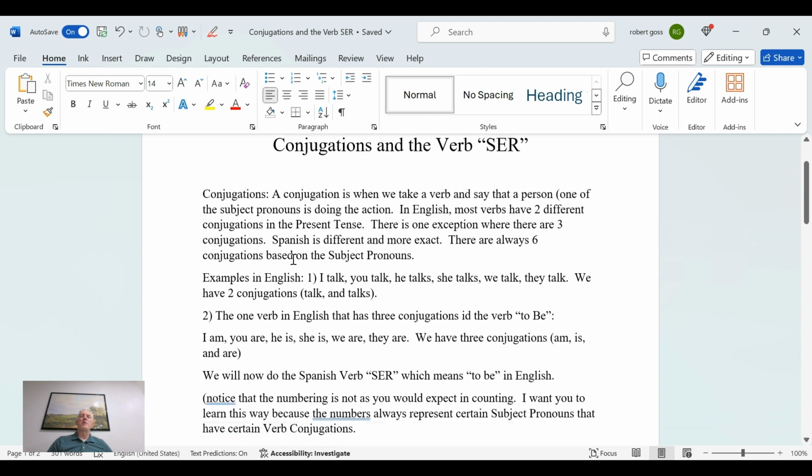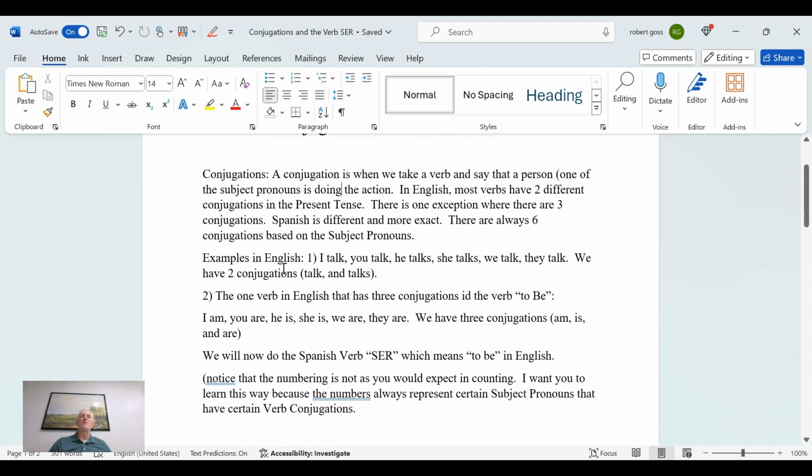Well, let's give a second example in English, and that would be with the verb that we're going to be talking about and using today, and that is the verb ser. Well, number 2, the one verb in English that has 3 conjugations is the verb to be. So if I would put the subject pronouns in front of the verb to be in English, we don't really say I be, but we would say I am, you are, he is, she is, we are, they are. So in English, we have 3 conjugations, or 3 different spellings or variations that we would use of the verb ser. We have am and is and are.